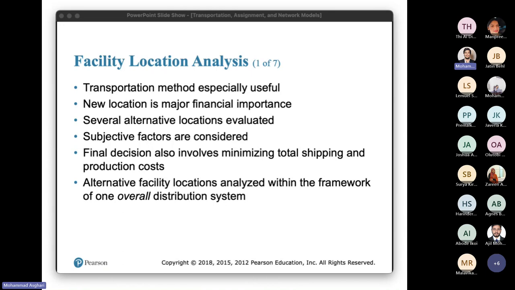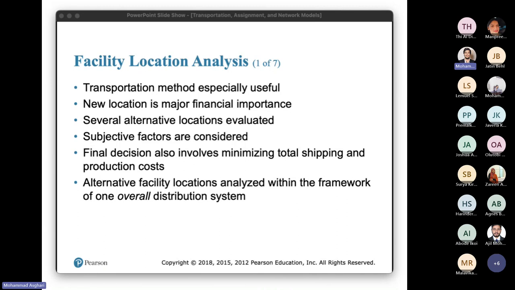They will know how much the demand is, how much the supply is, and whether they need a new market, a new branch or not. The transportation method is especially useful for this case, because it helps us know the balance between demand and supply. Establishing a new warehouse or branch is a major financial expense, so you don't want to make a mistake. If a city like Sydney does not need a third Walmart and you establish it, you're wasting your money.